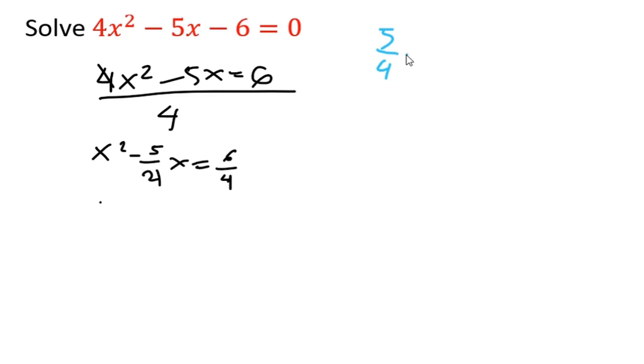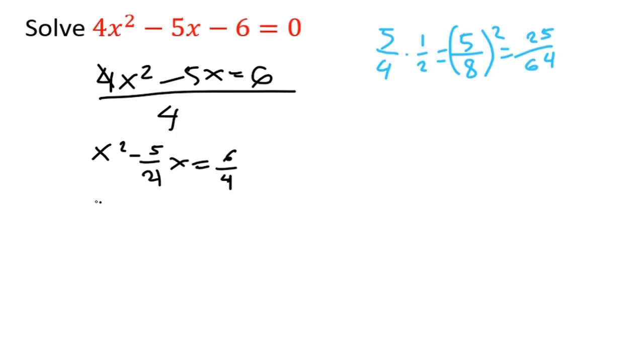Kunin natin yung kalahati. Okay, so 5 times 1 is 5, 4 times 2 is 8. Then, saka natin i-square. 5 times 5, that is 25, and 8 times 8 is 64. Okay, so mag-add tayo ng 25 over 64 both sides.